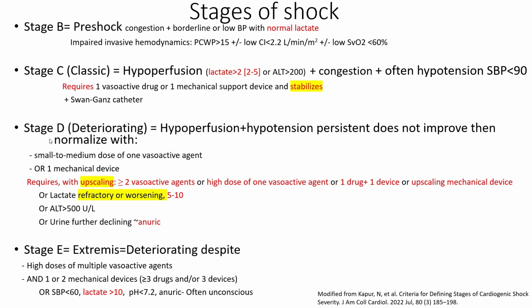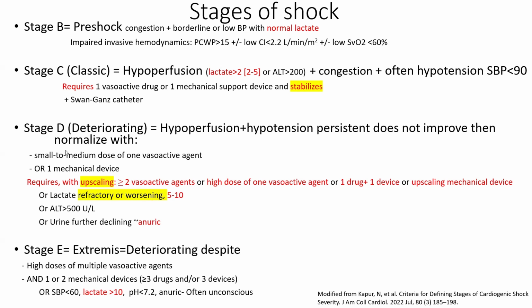On the other hand, stage D, you need any of those. Your lactate is either between 5 and 10, or your ALT is more than 500. In stage C, ALT may be between 200 and 500. That is another sign of hypoperfusion besides lactate. So stage D, lactate is 5 to 10 or ALT more than 500. But more importantly, it's the trajectory.